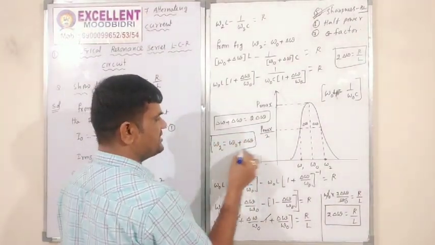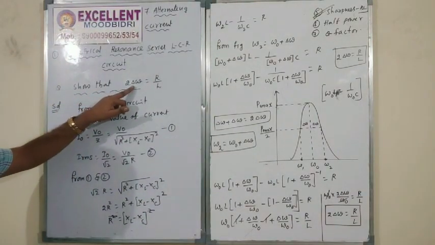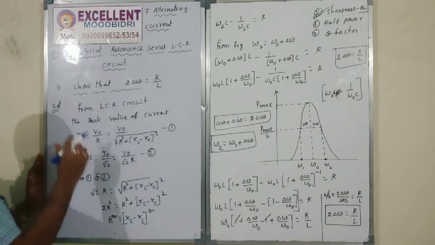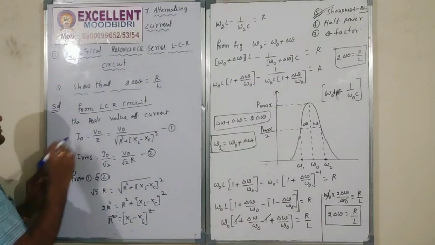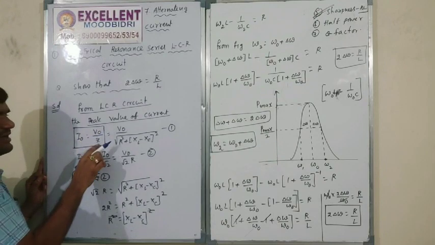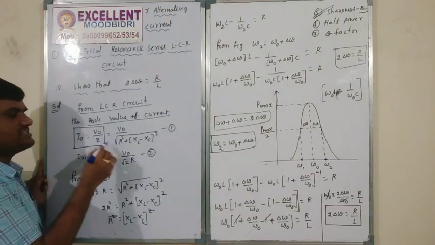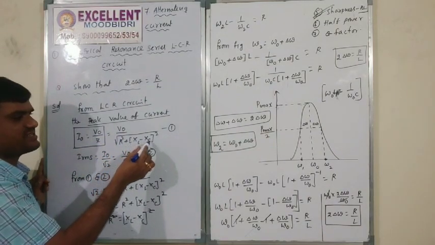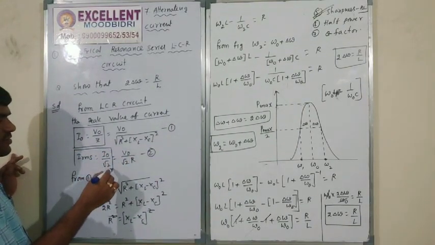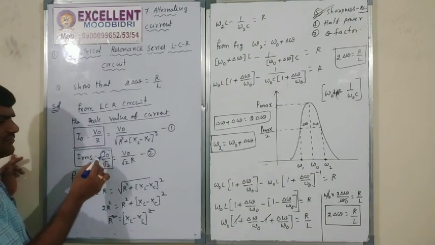Remember, this formula I can use for derivation purposes only. Now the question is to show that 2 delta omega is equal to R by L. For that derivation, from the LCR circuit, you know the peak value of current. What is the peak value of current? I naught is equal to V naught by Z, where Z is equal to root over R square plus XL minus XC whole square. Equation number 1. Similarly, the IRMS current is I naught by root 2.